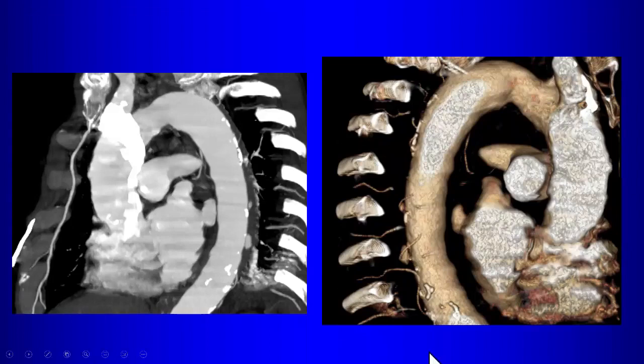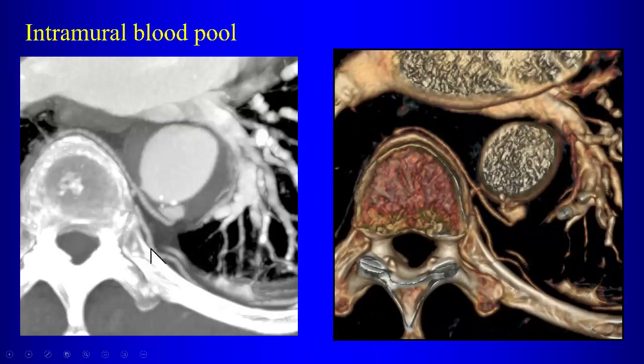These little collections here are called intramural blood pools, and often they come off here at the origin of vessels like the intercostal vessels. So what happens is the intramural hematoma causes some expansion here. It does form a little aneurysm there where the vessel comes off. But on follow-up studies, these tend to heal on their own. So the prognosis for these is better than the prognosis for ulcer-like projection. So these are called intramural blood pools.